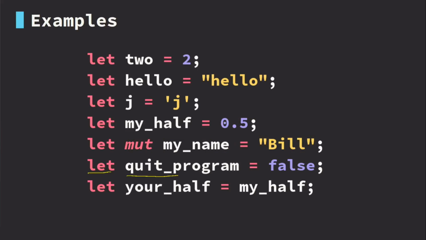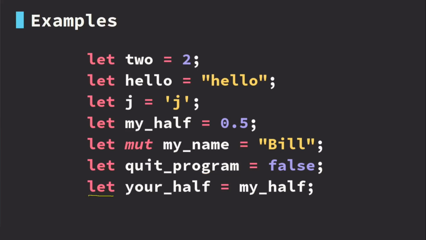Let quit program be assigned the value of false. So this is a Boolean variable, and it's named quit program because perhaps it determines whether or not the program ends. It's really useful to name your variables in a way that represents what they are supposed to be accomplishing. This helps later on when you go to read the program. It helps you follow the logic of your program much easier.